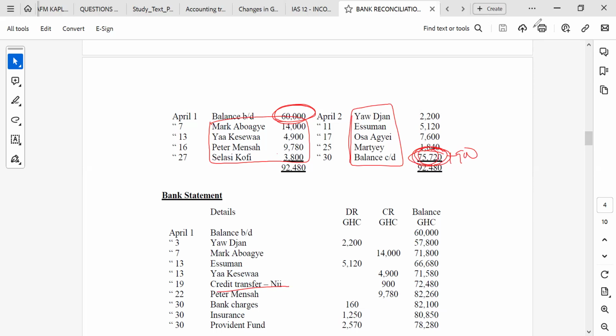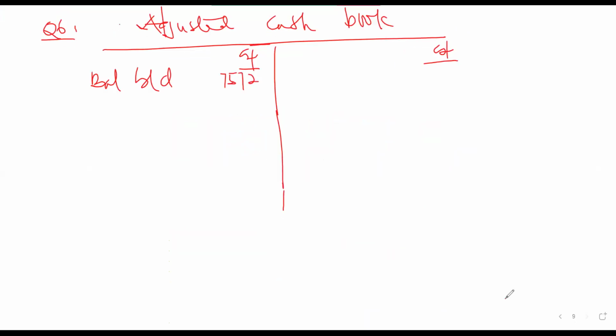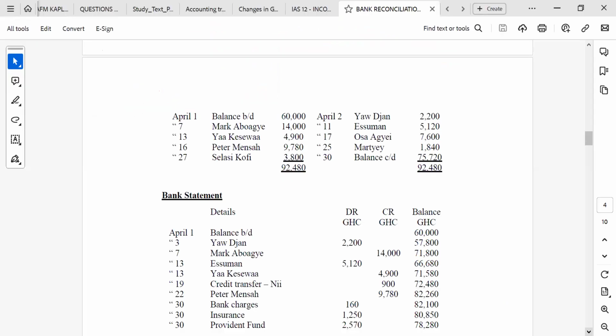That will be 75,720. That will be a debit balance. So you always start with a closing balance. It is the closing balance that will be adjusted, that will be increased. We are having a credit transfer, that will be a debit. So this one is the easiest one. You don't have to think about how it will be done. So credit transfer of 900. Okay, so we move on to the next item.